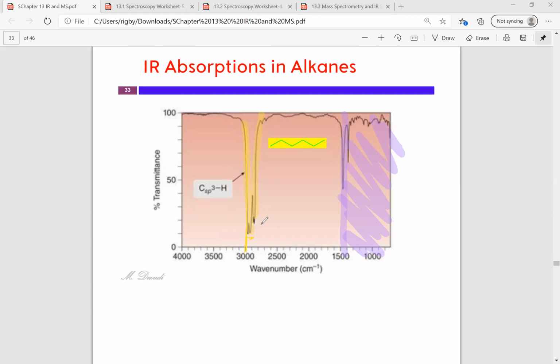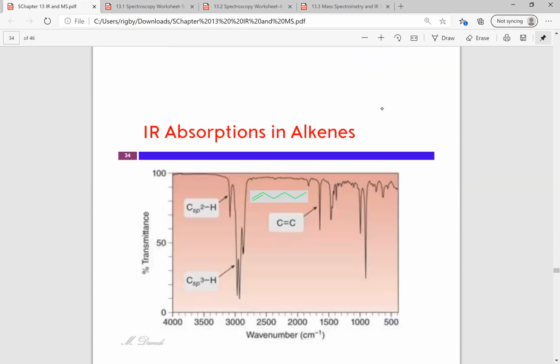So to determine the difference between CSP3, CSP2, CSP, I tend to draw a line at 3,000. Anything above 3,000 will be CSP2. And then I draw a line at about 3250, 3200, all that stuff. Anything beyond that will be carbon SP bonds, triple bonds. All right? Okay. So we can see that's an alkane, and then here's an alkene.